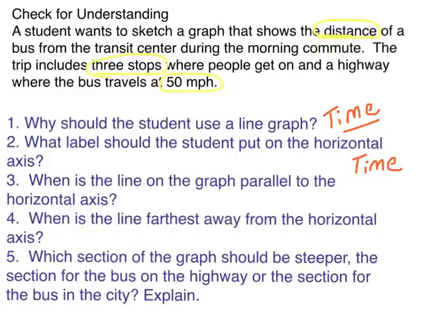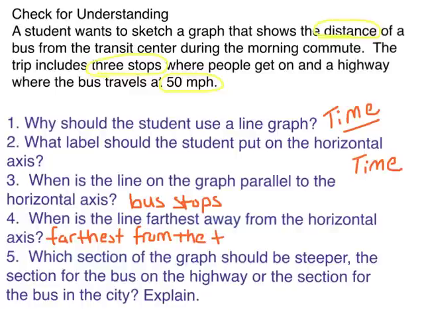Number 3, when is the line on the graph parallel to the horizontal line? That would be when the bus stops. So when the bus stops, its distance is not going anywhere. It's staying the same distance away. Number 4, when is the line farthest from the horizontal axis? That means when it is farthest from the transit center. So during your trip, when it gets farther from the transit center, that's when it's going to be the farthest away.